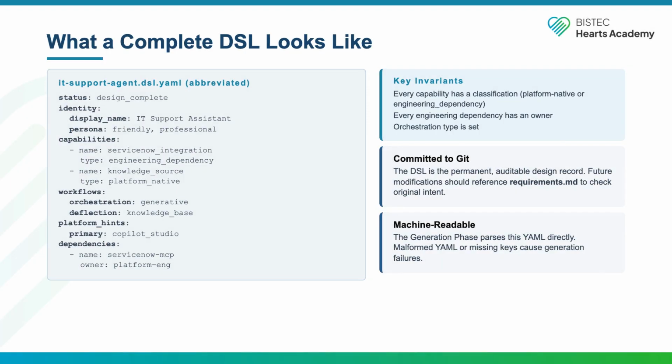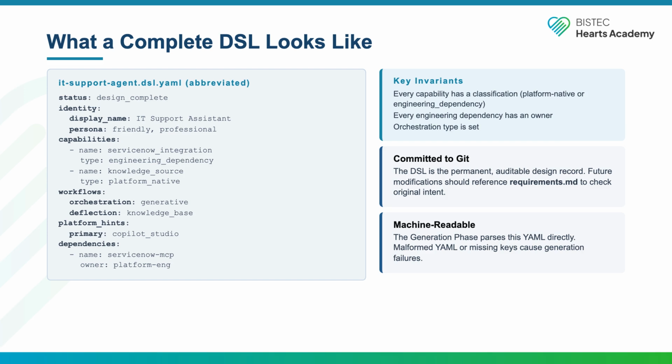Let's look at what a design-complete DSL actually contains. This is the IT support agent DSL after Step 7 approval. The top-level structure has 6 sections: identity, capabilities, workflows, platform hints, and dependencies, plus the front matter at the top with status: design complete. Notice the capabilities section. Each capability has a name and a type. ServiceNow integration is typed as engineering dependency. Knowledge source is typed as platform native. Every capability must have one of these 2 values, no third option, no blanks.